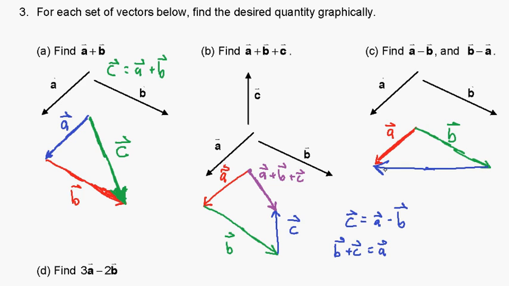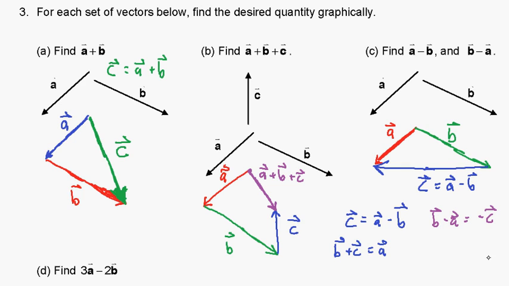Right, c would have to go from the head of b to the head of a, so that for this c here, which is a minus b, they would work for this equation where a is b plus c, like that. Okay, so this is a minus b there in the blue. And to find b minus a, b minus a is just going to be the negative of a minus b, right? So b minus a equals negative c.